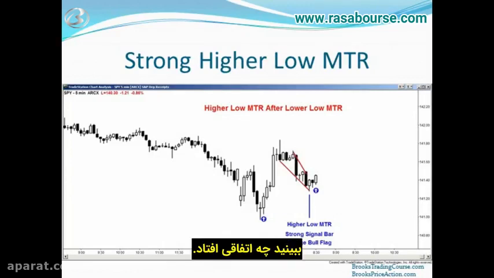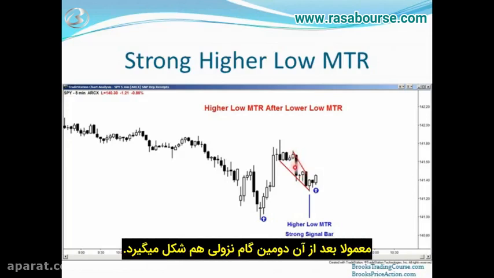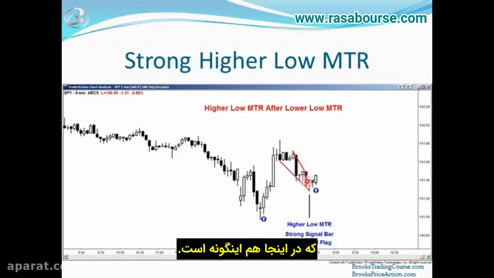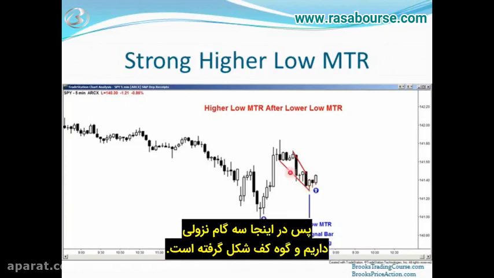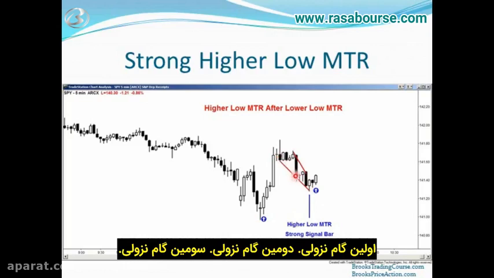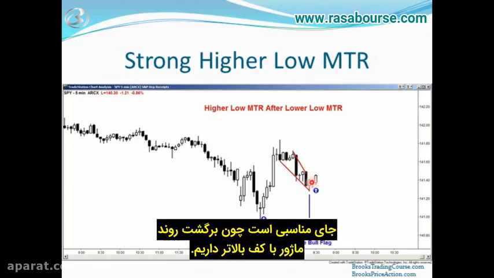Alright, so look what happened. The market had one more push down. Very often when you have a strong breakout, you have a second push down, and that's what we have here. But now we have a very strong bull reversal bar, and arguably 3 pushes down into a wedge bull flag. 1 push down, second push down, third push down, and a strong bull reversal bar. The context is good, a potential higher low major trend reversal.